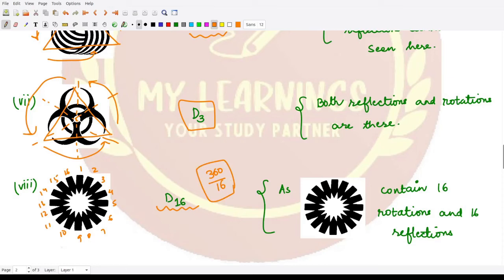Correct. And moreover, in addition to these rotations, you also have reflections, which are also 16 reflections, and hence, correct, you have reflection about each of these spokes. Correct. Like this and like this and like this and like this. Hence we have 16 reflections as well as 16 rotations here. Hence the symmetry is D16.